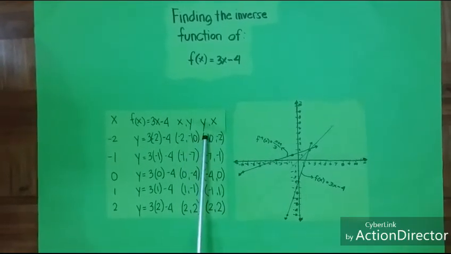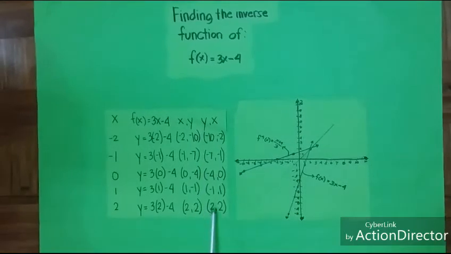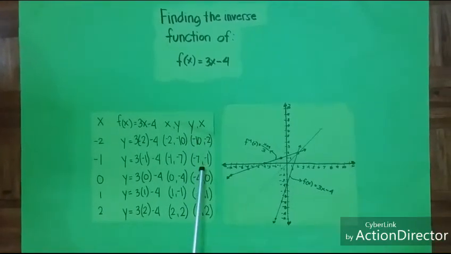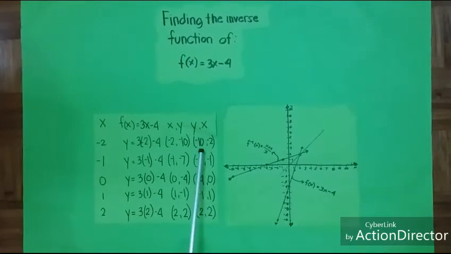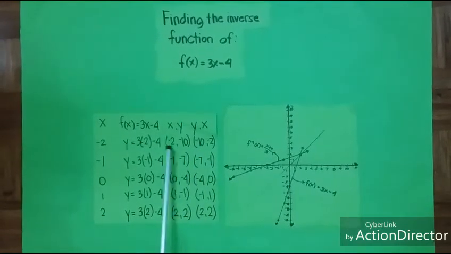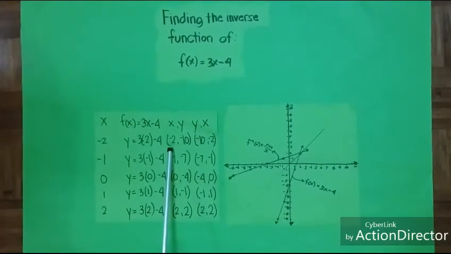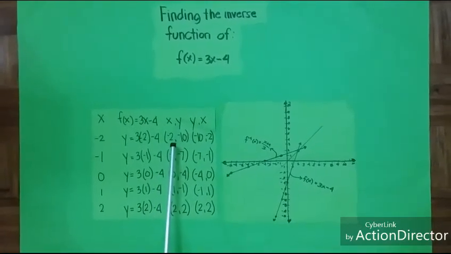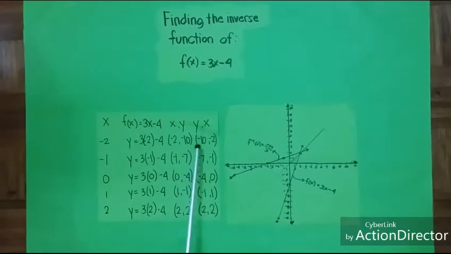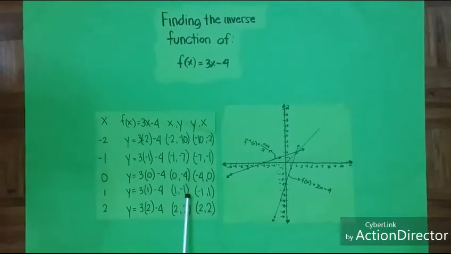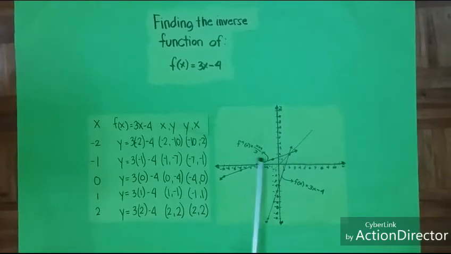In this area, you can see the coordinates of its inverse. So how do we find the coordinates of its inverse? We simply swap the x and y values. So as you can see, negative 2 and negative 10 becomes negative 10 and negative 2. So now let us graph it. Let us make use of the Cartesian plane.